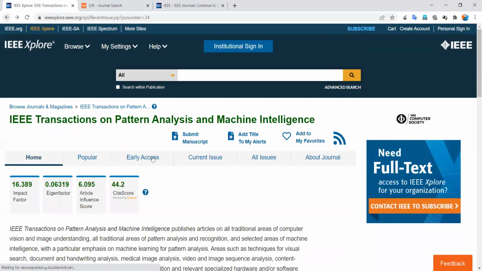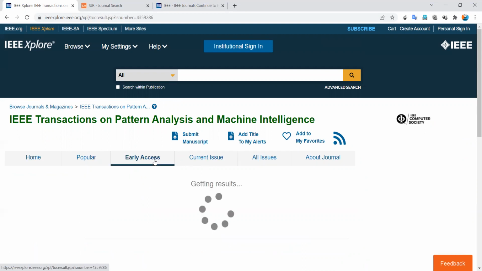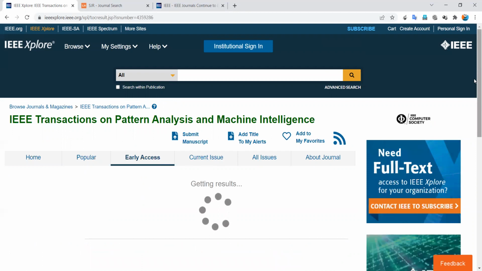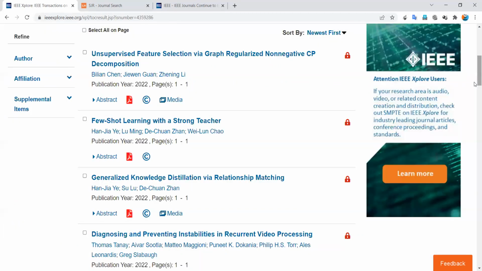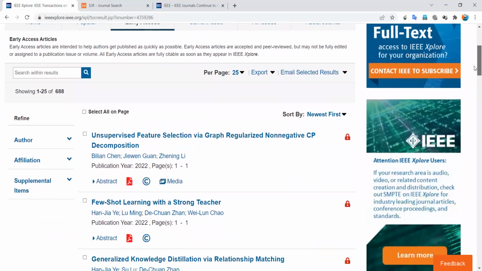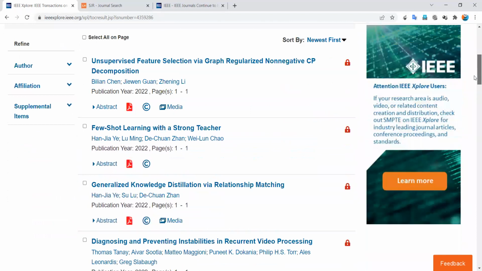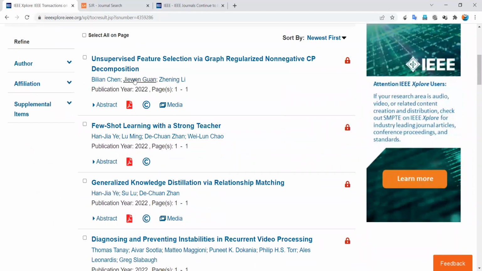If you want to get in touch, early access and current issues are important because by seeing the early access articles, you can get a notion of which types of articles, a survey or practical based, are being accepted. Additionally, you can see the key domains or keywords under focus of this particular transaction right now. Okay, so you can see that in 2022 these works have been accepted, and all these works are talking about some specific key technologies or domains.